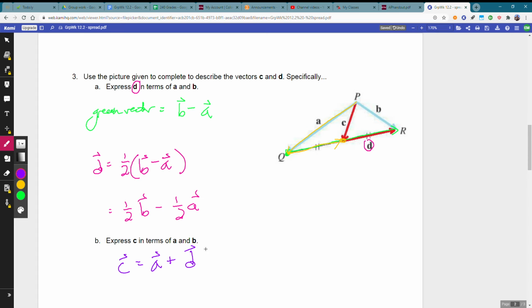And so here we're asked to express C in terms of A and B. Here we have A and D. We just need to break up this D as we did earlier using one of these two forms. Maybe I'll just use the one I started with here. So this is A plus 1/2 B minus A.